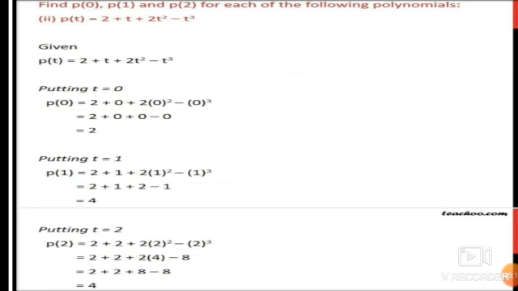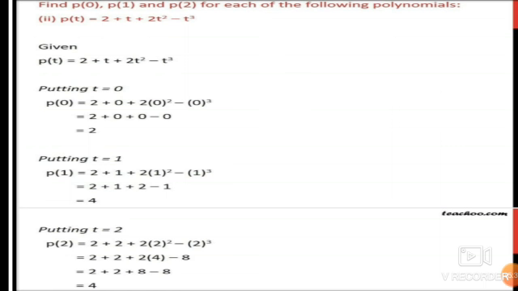So p(0) = 2 + 0 + 2(0)² - (0)³. So 2 we write as it is, 0 as it is, 2 into 0 squared means 0, since 0 multiplied by anything is 0 only. So 0 cubed means 0. Write it as it is, the remainder is 2.